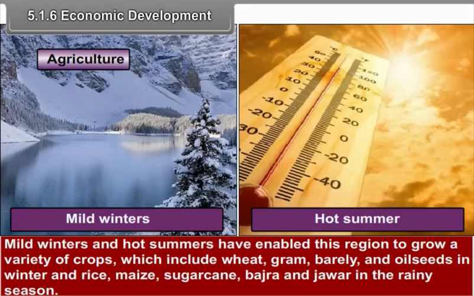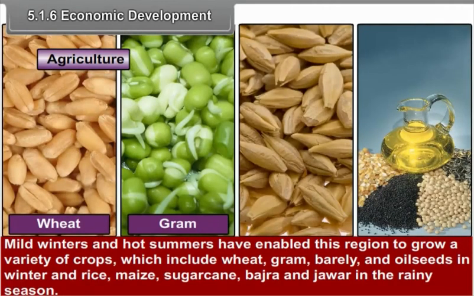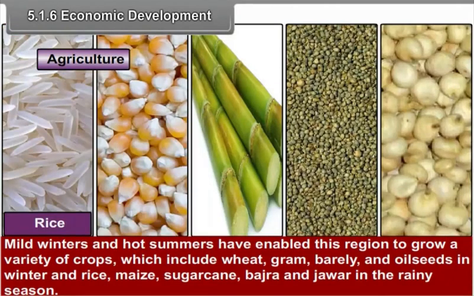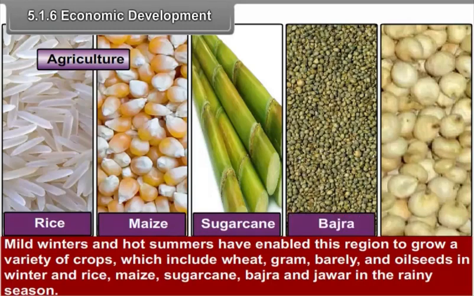Mild winters and hot summers have enabled this region to grow a variety of crops, which include wheat, gram, barley, and oilseeds in winter, and rice, maize, sugarcane, bajra, and jawar in the rainy season.